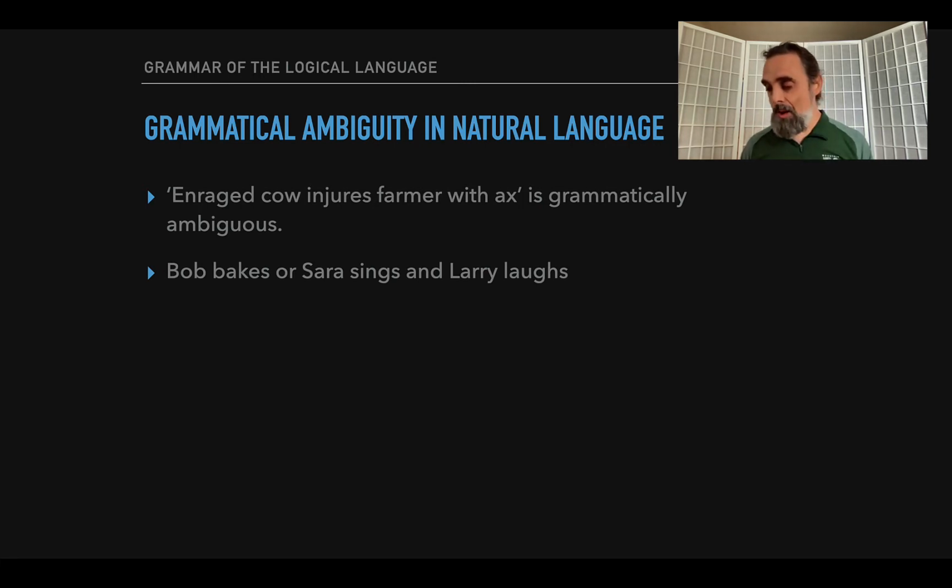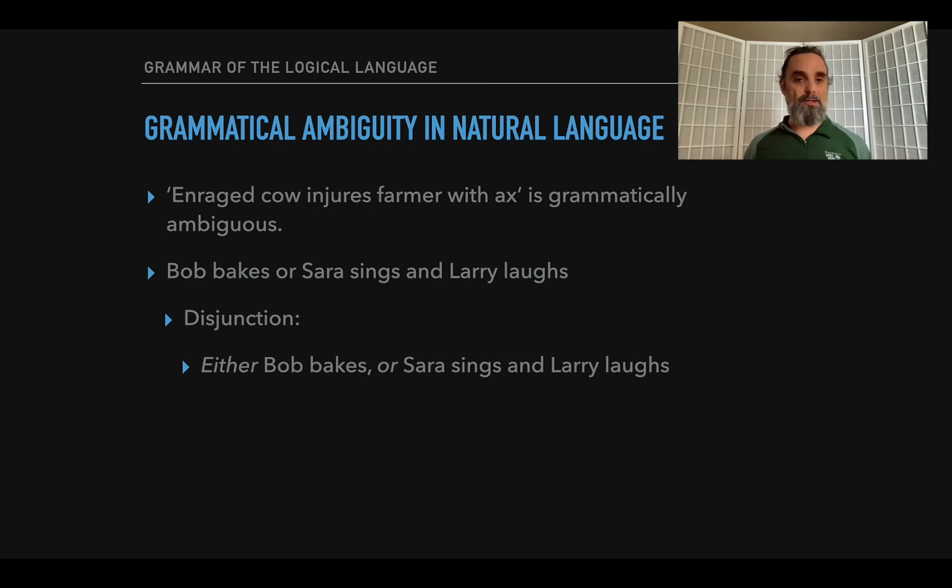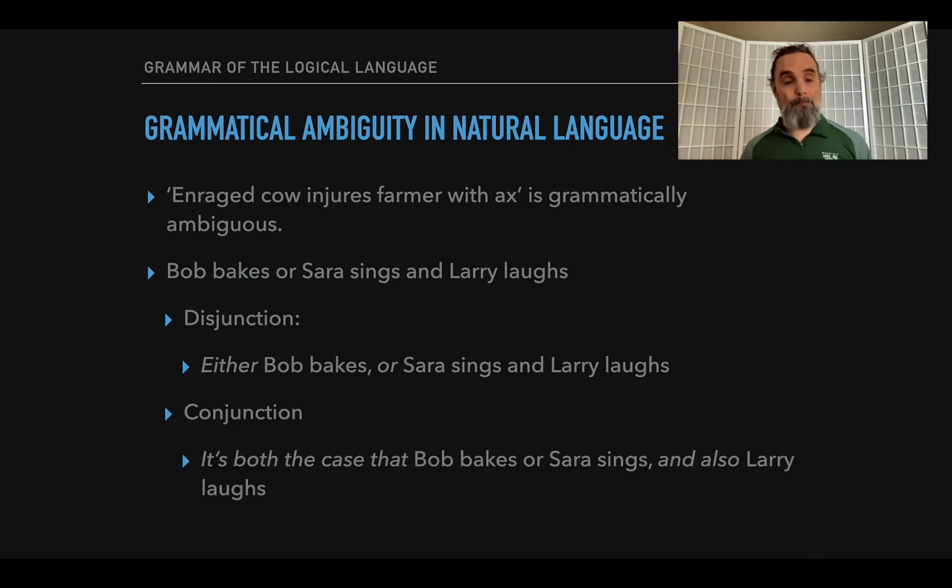And so that's a grammatical ambiguity, and there are grammatical ambiguities that are closer to the kind of sentences that we're concerned about in this course, like this sentence, Bob bakes, or Sarah sings and Larry laughs. This could be an or sentence. It could be either Bob bakes or Sarah sings and Larry laughs. That's one way to read it. A different way is to read it as a conjunction and, where we say it's both the case that Bob bakes or Sarah sings, and also that Larry laughs.